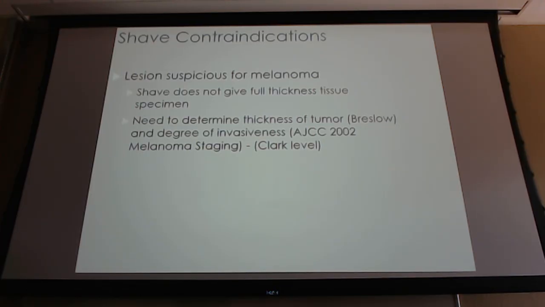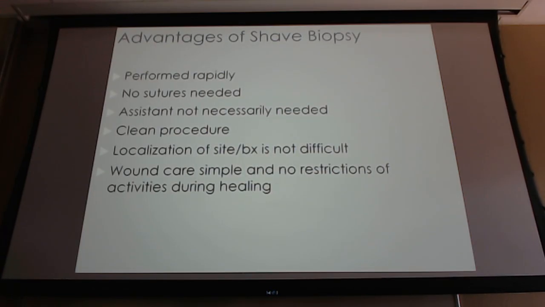Shave contraindications. Why do we not want to shave? Well, if we think it's malignant melanoma, then we're definitely not going to. Shave does not give a full thickness tissue specimen, so that's the reason why we want to completely excise that. We need that full thickness and degree of invasiveness. Advantages: it happens quick. You don't need any sutures because you're just shaving them. Assistant not necessarily needed. Clean procedure, localization of the site, wound care simple, no restrictions. So these are those things out there.